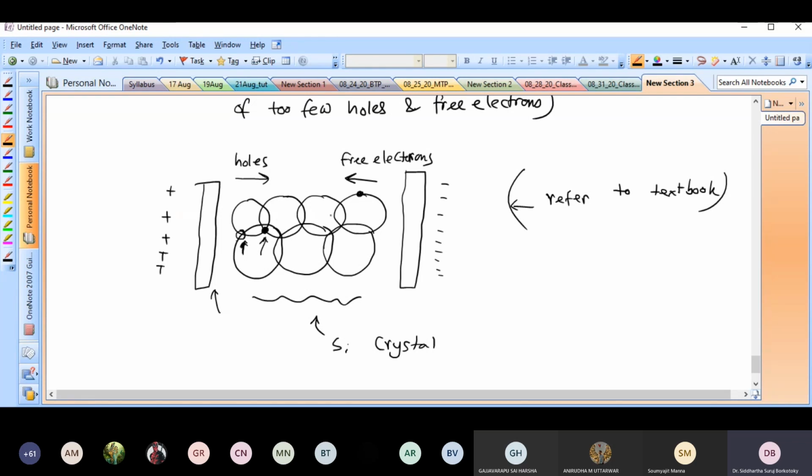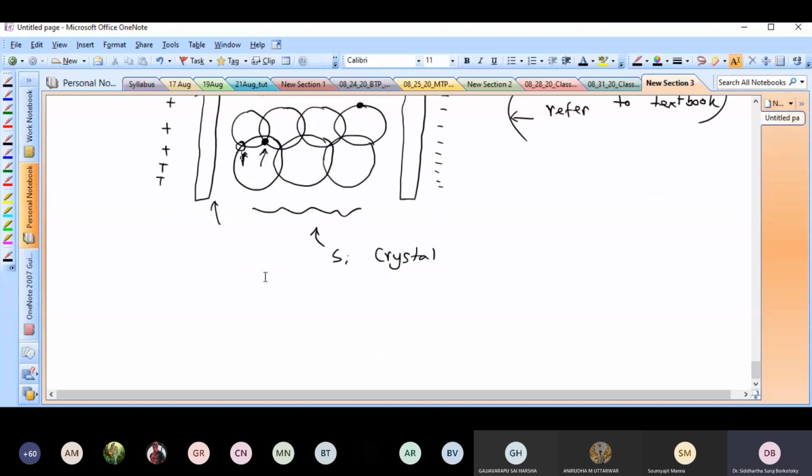And these electrons and holes are often called carriers for this very reason. They are carrying the charge. So electrons and holes are called carriers.